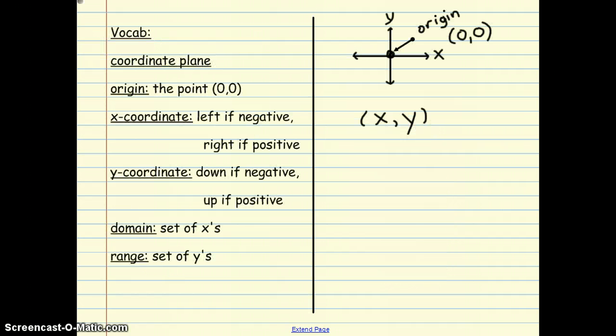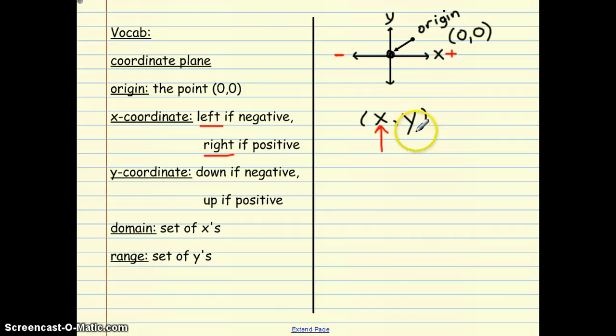We're going to start with some vocabulary. The coordinate plane, you might remember, is the XY plane. The origin is the point 0, 0, which is right here where x is 0 and y is 0. Your x coordinate comes first, and you move left if it's negative and right if it's positive. So here's the negative x direction, here's the positive x direction.